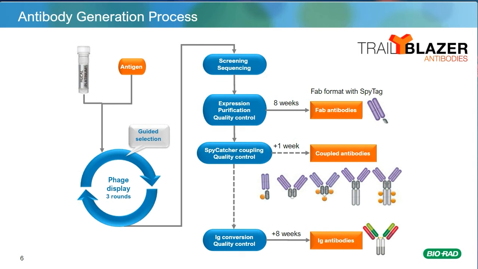The output from our panning will be subcloned into an E. coli expression vector, and a primary screen will take place. This is usually an ELISA, but we are able to incorporate other methods such as flow cytometry and bioplex assays. Clones will be sequenced, and unique clones will be taken forward for expression and purification as Fabs. The Fabs will be subjected to a final quality control. Again, this is usually an ELISA, but we are able to offer other methods, such as flow, bioplex, and even Western blotting. In as little as 8 weeks, what we're able to supply is highly specific monoclonal antibodies, anywhere between 1 and 20 per project.